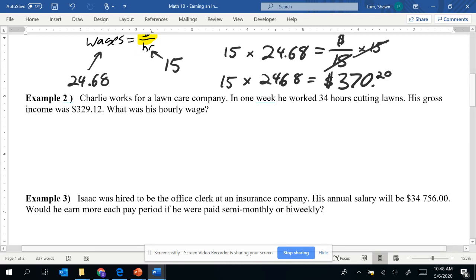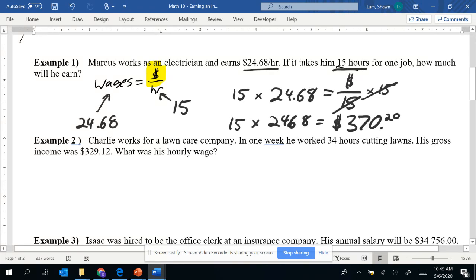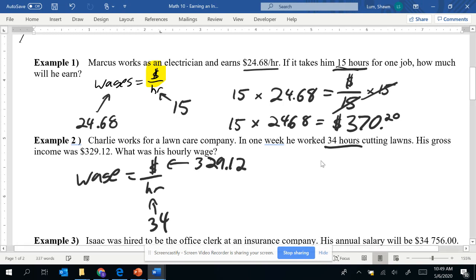The next one right here, it says Charlie works for a lawn care company. In 1 week, he worked 34 hours cutting lawns. His gross income was $329. What was his hourly wage? So again, we have our formula: wage equals dollars per hour. We know the hours, 34. We know the dollars, 329.12.